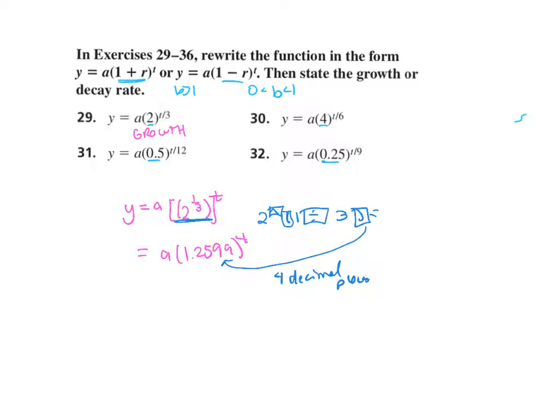Then this 1.2599 equals the 1 plus r. So 1.2599 equals 1 plus r. Subtract 1 here, and you get 0.2599. I hope you see that the 1 just drops there. And then you multiply by 100 in order to get the rate, or move the decimal place right 2 times. So 25.99% is our growth rate.